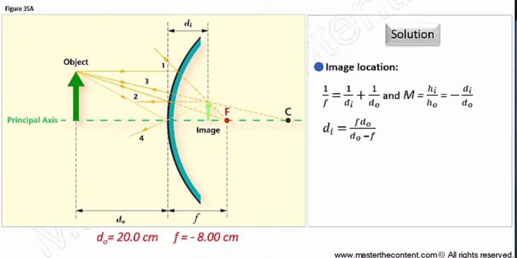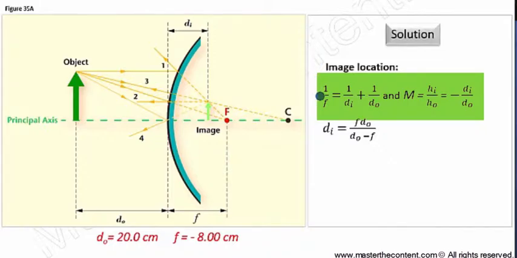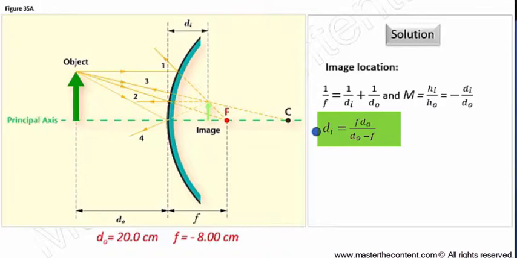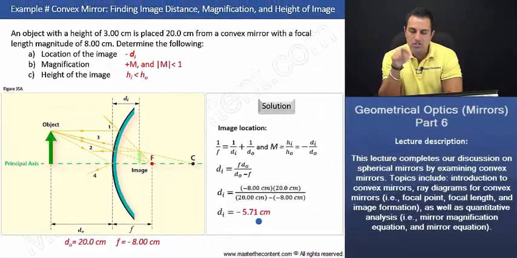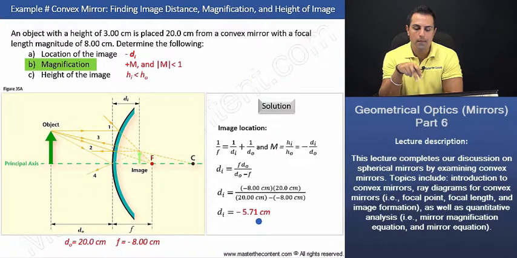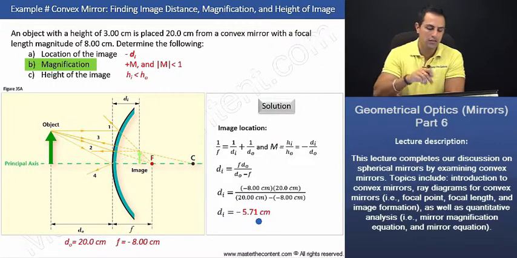As we demonstrated earlier, from the mirror equation and magnification equation, we can solve for the image distance, which leads us to the following equation. Next, if we fill in our values, we find that the image distance is going to be negative 5.71 centimeters. Now that we have the image distance, we can easily find the magnification. Let's do that on the next slide.